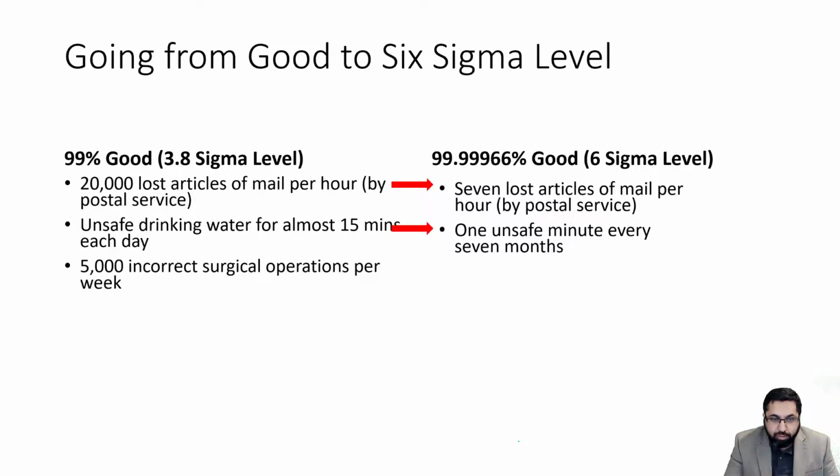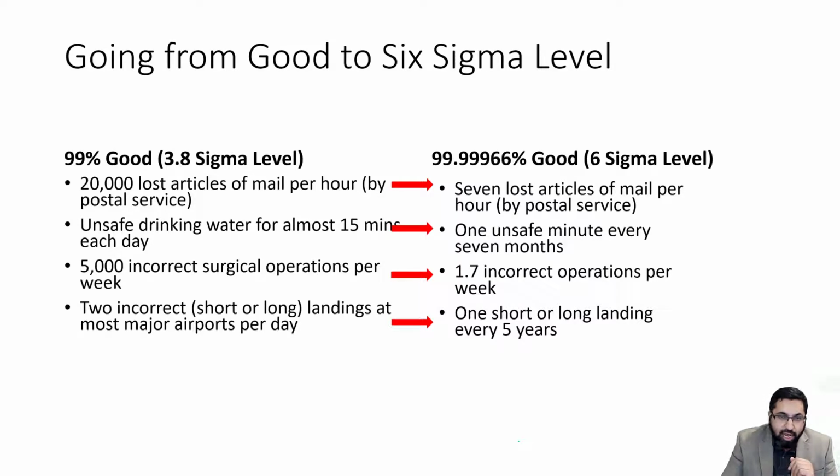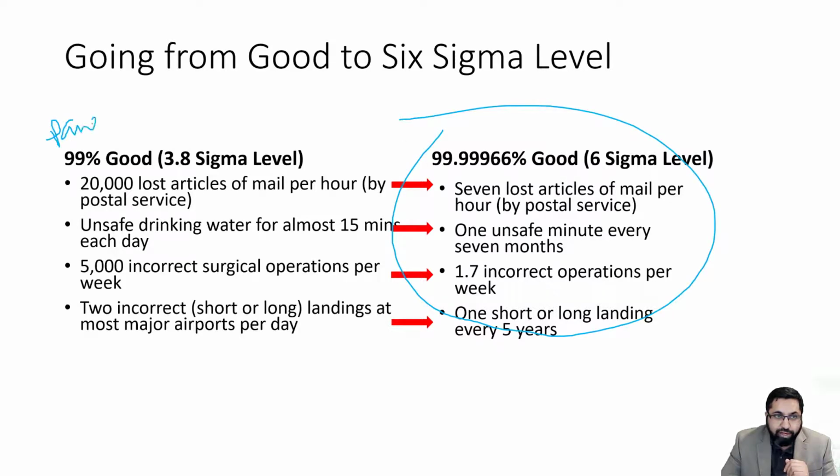5,000 incorrect surgical operations per week in the US, given the average amount of surgeries that happen, or 1.7 incorrect operations per week. 2 incorrect landings at most major airports every day at 3.8 sigma level for the aircraft flying the aircraft. 1 short or long landing every 5 years at 6 sigma level. So you can see how your safety is really at 6 sigma. Here you're living in a dangerous type of situation where the defects are really unacceptable levels in many situations.